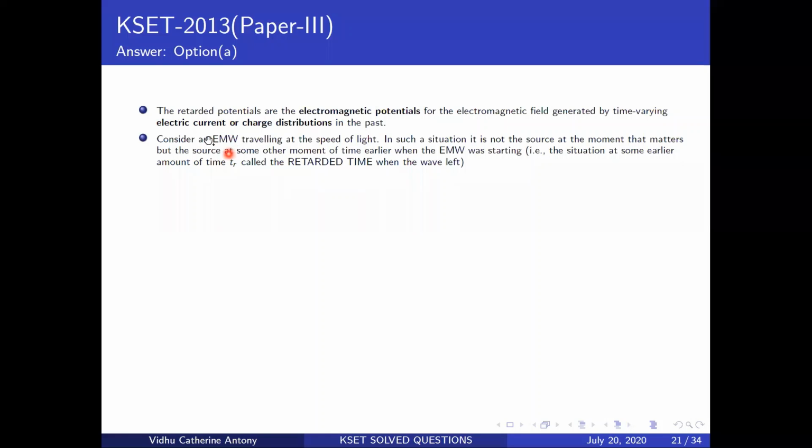Now, this is what I wanted to talk about. You realize that it takes some time, your message has to travel through some particular amount of distance, and it's traveling at the speed of light. So you've got an R by C coming up. Now your retarded time is basically the current time minus R by C. So that's your retarded time.